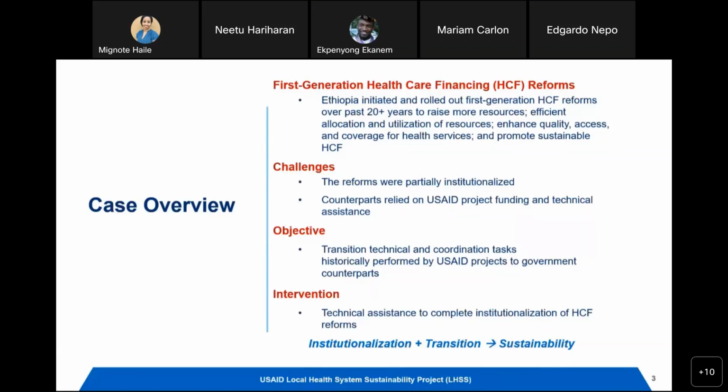The challenge that led to institutionalization was that reforms in these regions were only partially institutionalized. So the counterparts were dependent on USAID projects' support for technical assistance and capacity building activities. Thus, the program designed institutionalizing the reform activities with the aim of transitioning program-based support to government-owned implementation. And accordingly, interventions were designed by the program to provide technical assistance to complete this institutionalization process.